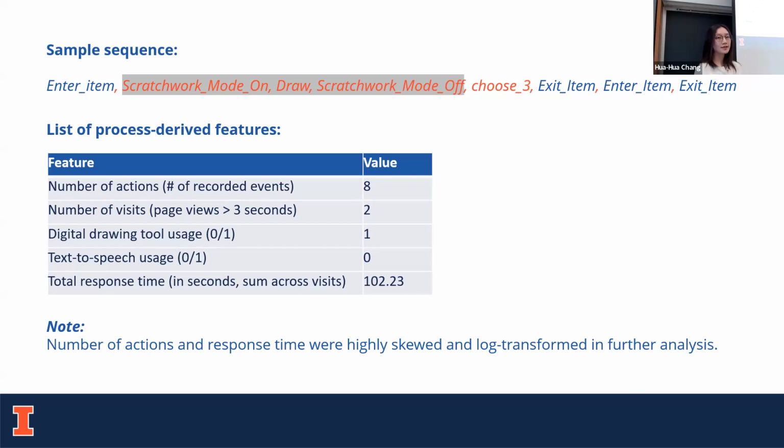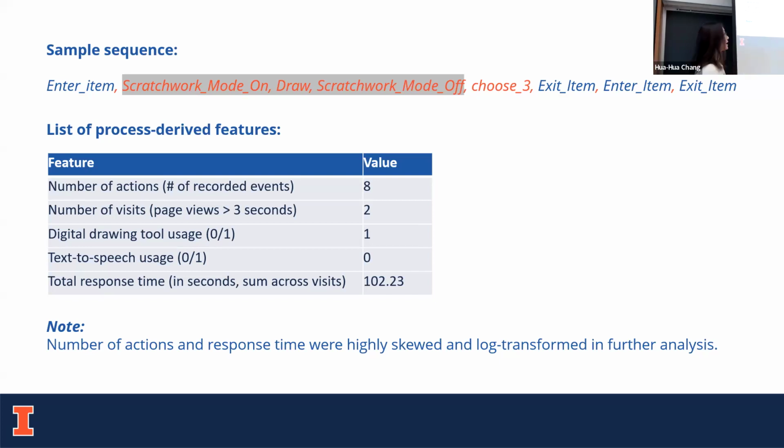So based on this raw sequence, we derive a set of features that are conjectured to be related to interactivity. First is the number of actions that are performed, right? This is simply the count of how many events are in the sequence. So in this case, it's 8. Second is the number of visits. We only included visits that are longer than 3 seconds because maybe the shorter visits are not associated with meaningful cognitive activities.